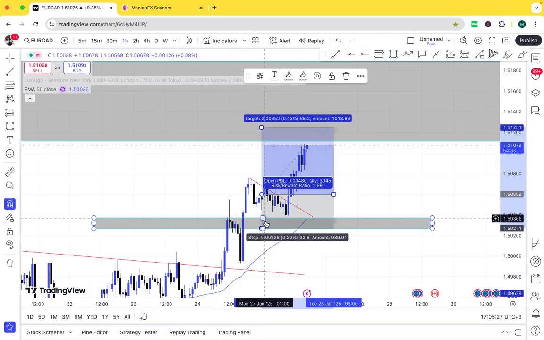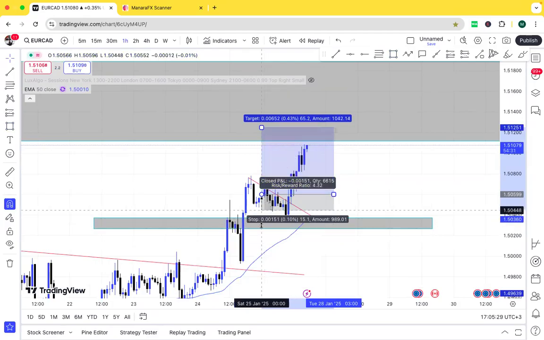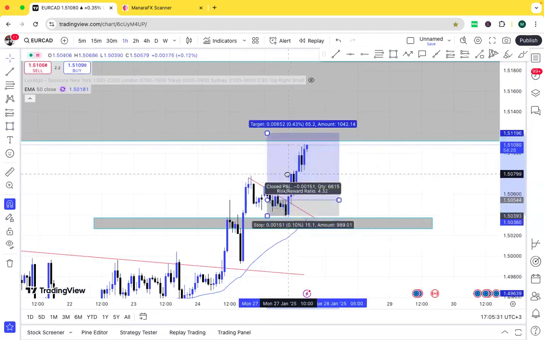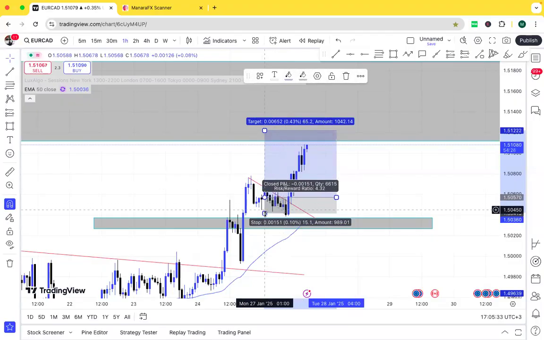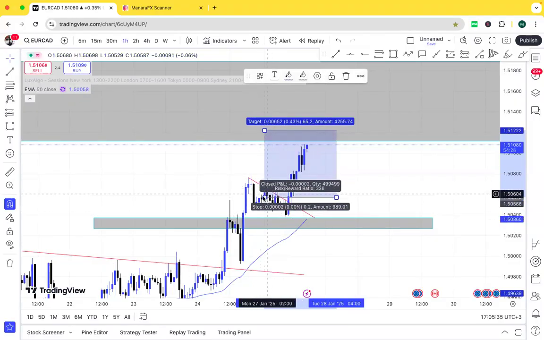What the hell is going on with my TradingView? I don't know what's happening with my TradingView.